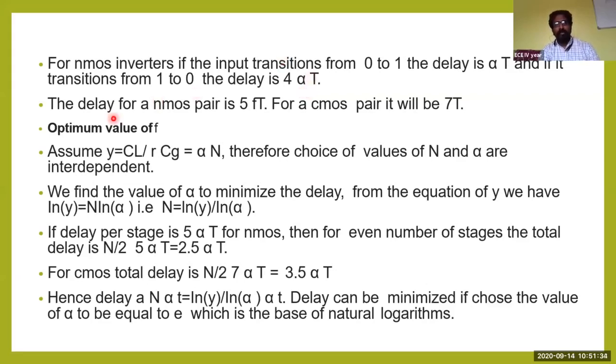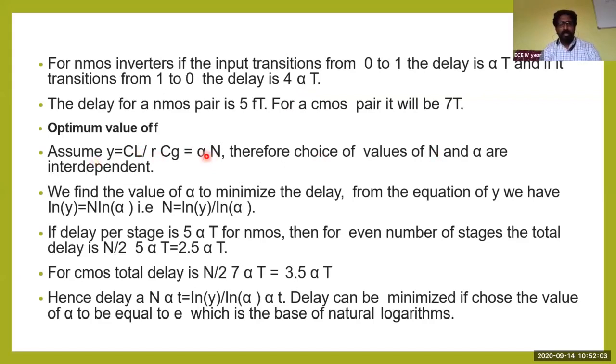The delay for the NMOS pair is 5. This is an important objective. The delay for the NMOS pair is 5 alpha T, and for the CMOS pair it is 7T. In order to optimize the value of F, the number of times which you have seen in the previous case, assume that Y is equal to load capacitance CL by RCG, which is equal to alpha to the power N. Therefore, the choice of values of N and alpha are interdependent.